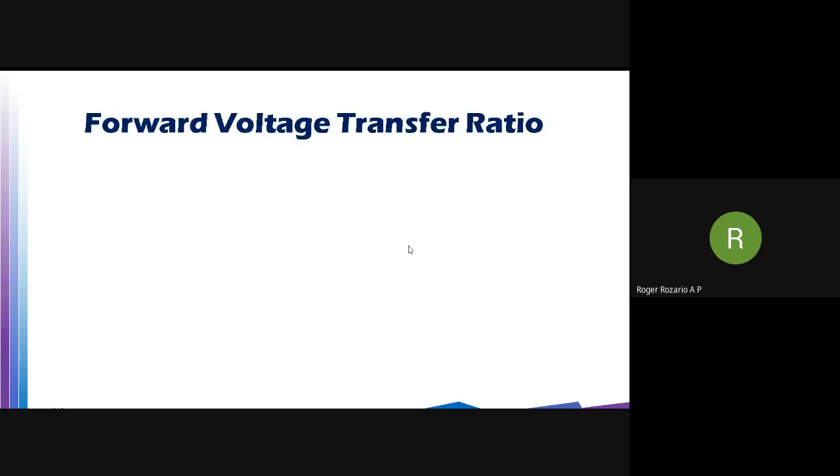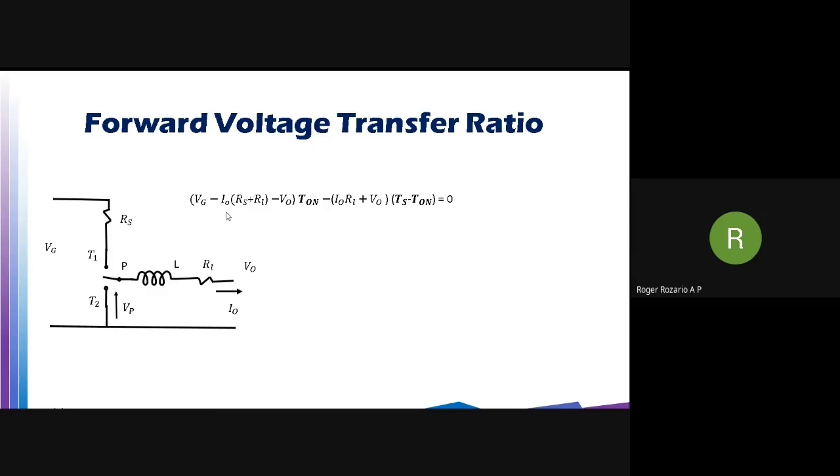So when you solve this equation, you will get V naught by Vg equal to D into R divided by R plus D into Rs plus RL. What is this R? R is the load resistance, and in the denominator we have two quantities: the load resistance plus the duty ratio multiplied by the source resistance plus the inductor resistance. So V naught by Vg equals D into this correction factor.